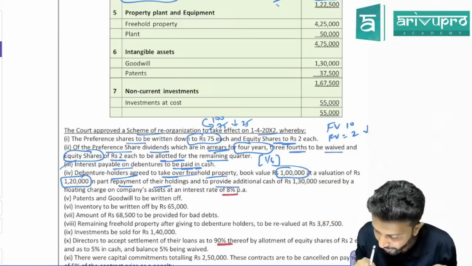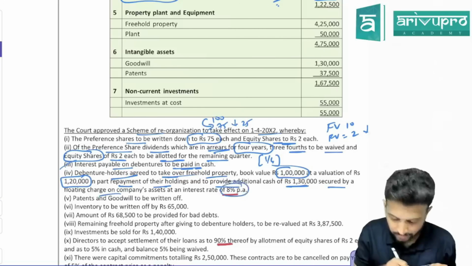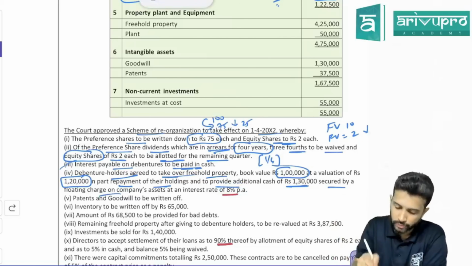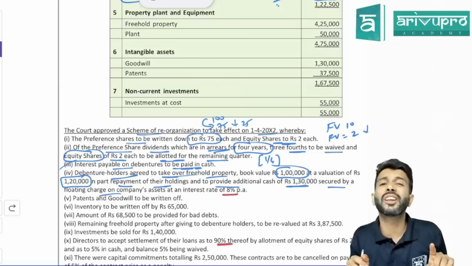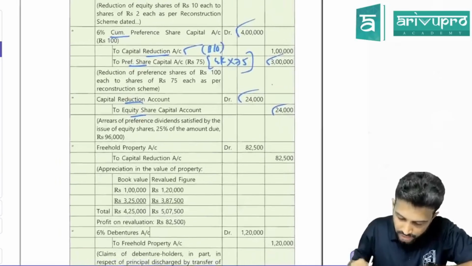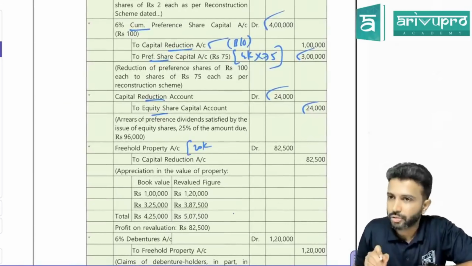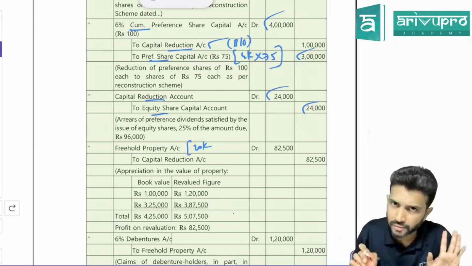Okay. And also to provide additional cash of 1,30,000 secured by a floating charge on company assets at the rate of 8%. So let's do a thing. Let's put that on hold. First, can we pass an entry for this? Okay. So first you have to increase the asset. What is the journal entry for that? Freehold property account debit to reconstruction account. How much, sir? 20,000. I'll come to that. So far we have identified how much? 20,000. So we have given the entry for this.